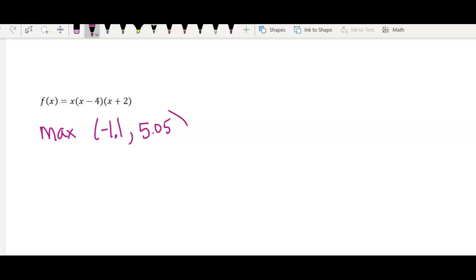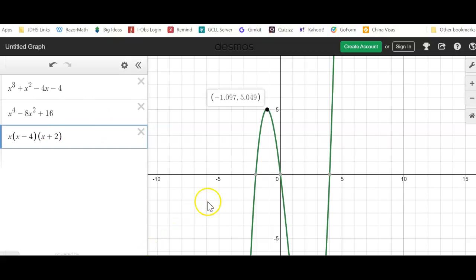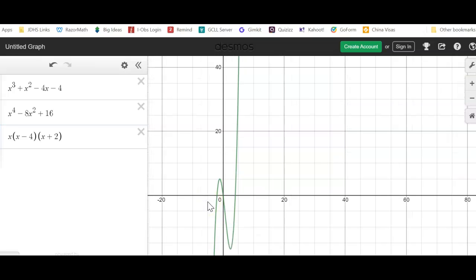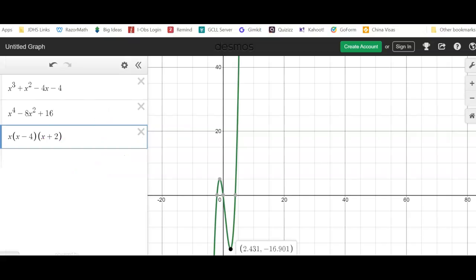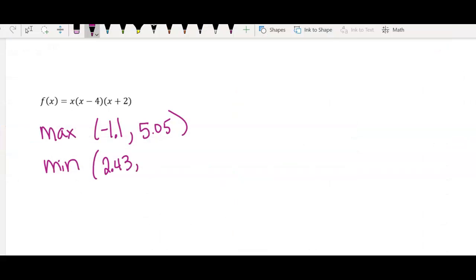And then the min, let's go find the min. It's down here. Whoa, well, I guess I could zoom out. Right there. 2.43, comma, negative 16.9. So finding the max and min isn't necessarily hard. It's just knowing that sometimes you're going to have multiple ones and understanding why it's a relative max or min.